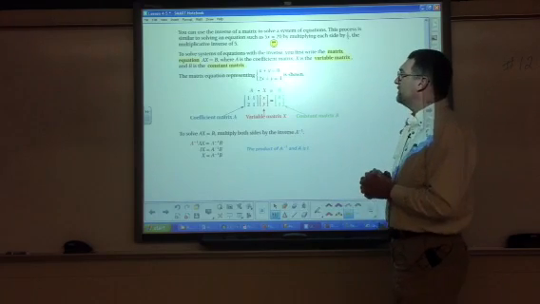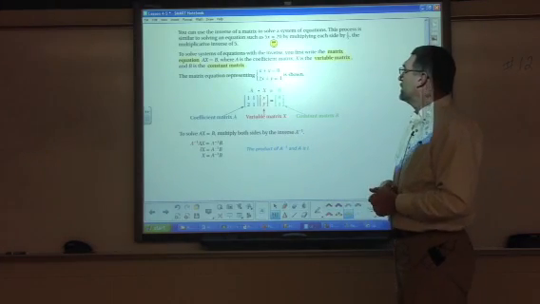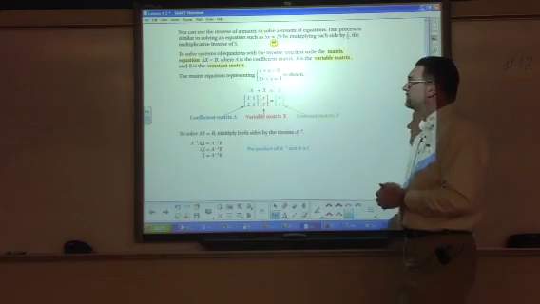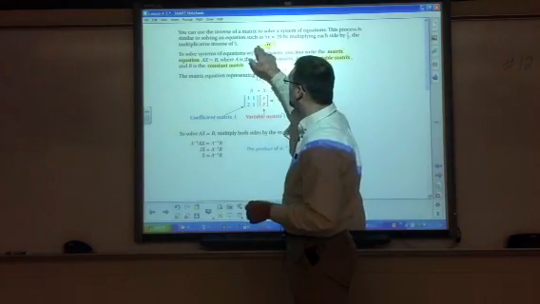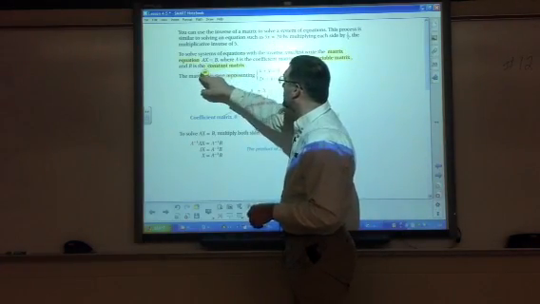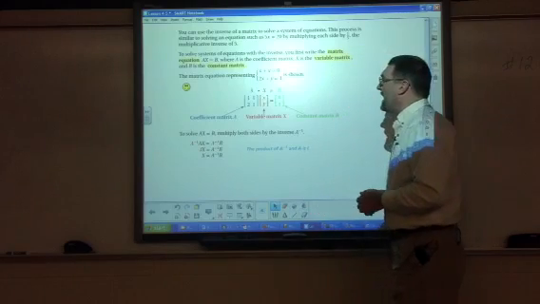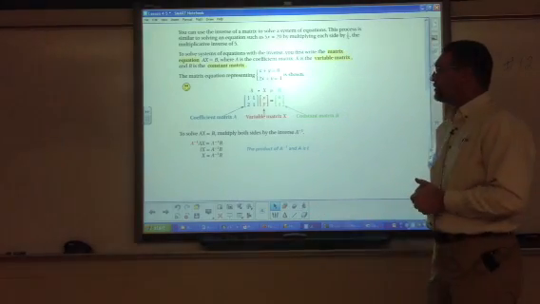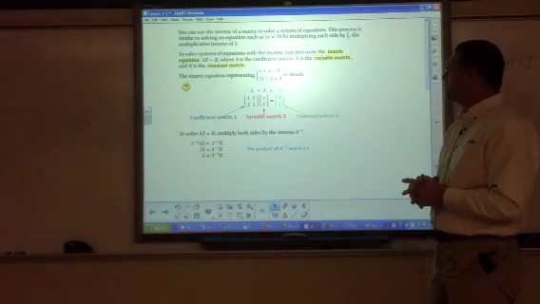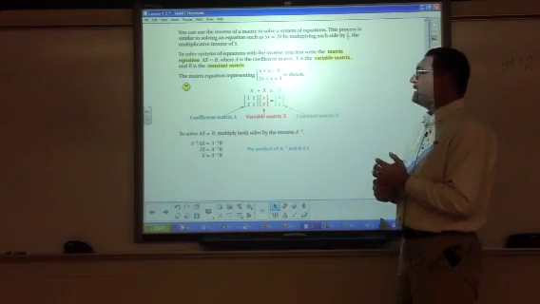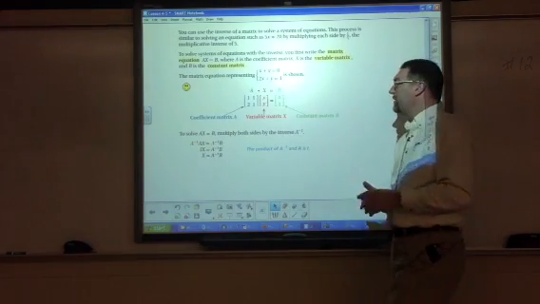So to solve systems of equations with the inverse, you first write the matrix equation. So we write it as a matrix equation, AX equals B, where A is the coefficient matrix, X is the variable matrix, and B is the constant matrix. So let me show you how that works.